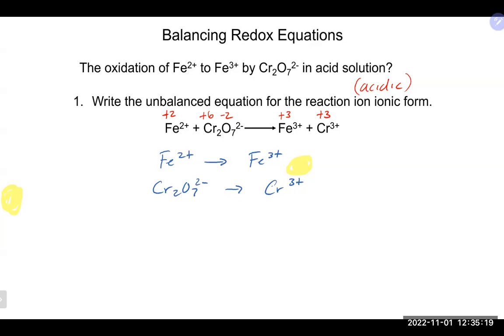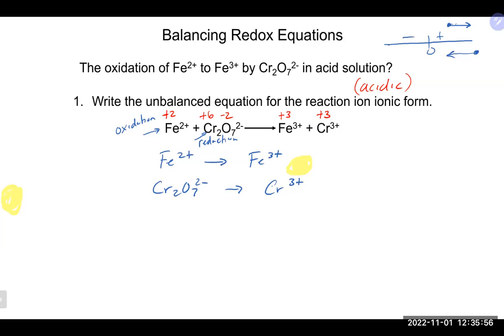We also want to figure out what is going on. So if we do our little number line and look at iron, iron is starting at +2, which is like here, and it's ending at +3, which is going in this direction, becoming more positive. So in this case, the iron is going through oxidation. By default, that means the chromium is going through reduction. And we could verify that: chromium is starting at +6, which would be over here, and it's ending at +3, which would be moving in the negative direction, which means it is going through reduction.